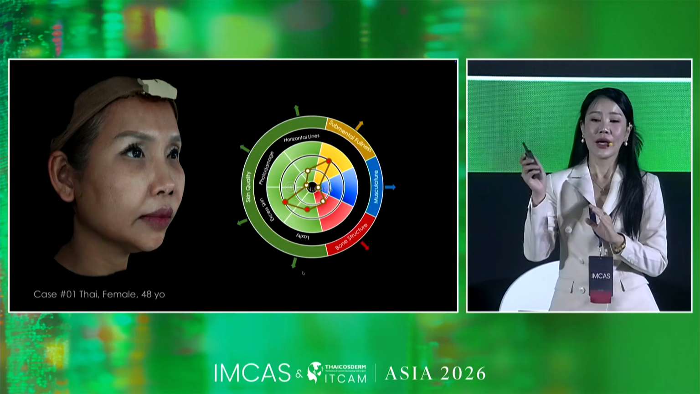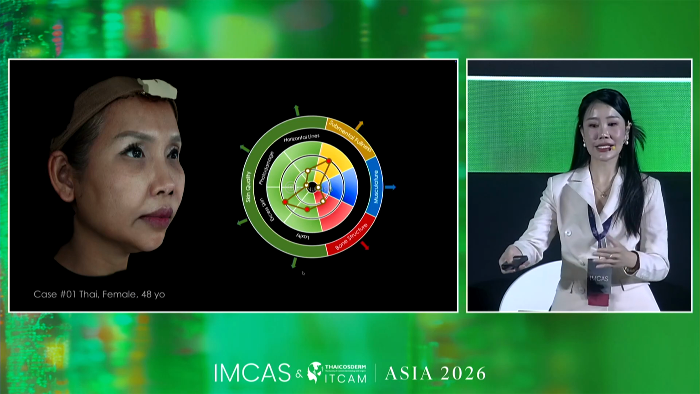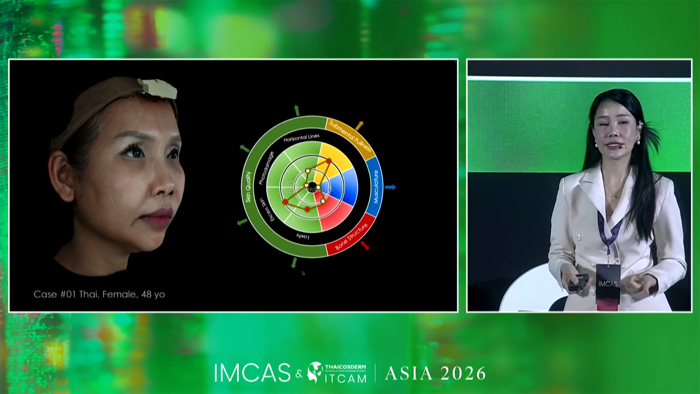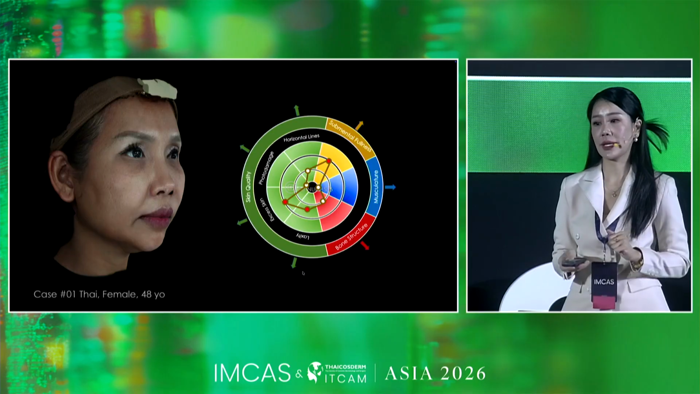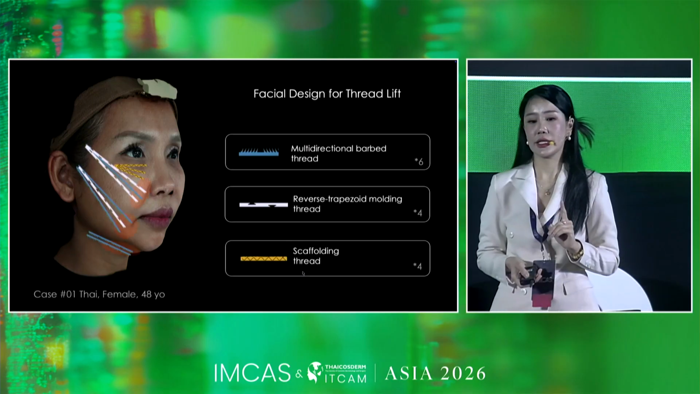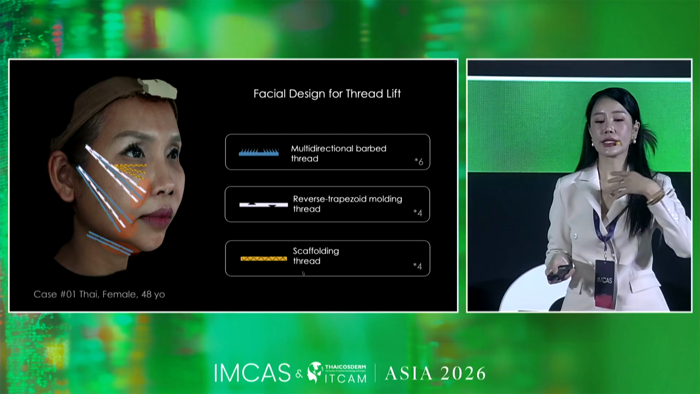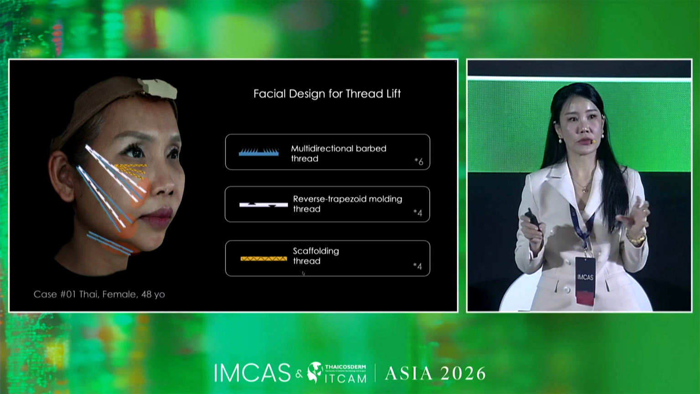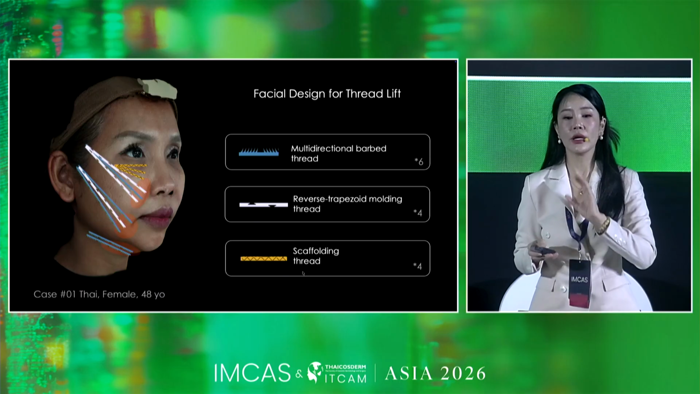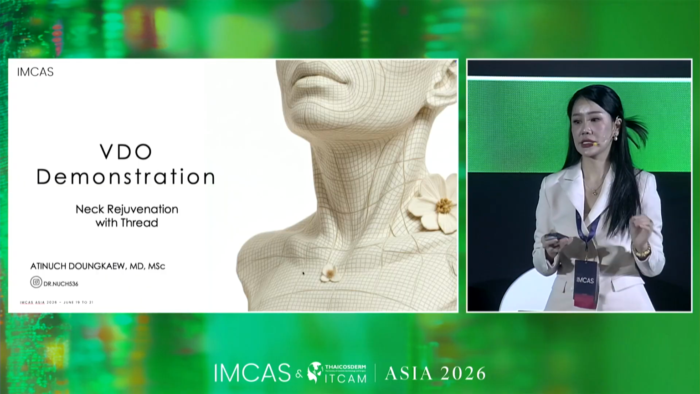The red one is the submental fullness and the excess skin laxity, and she wants one fast, single treatment. So my choice for her is the thread lift. I do a full face thread lift as well as a submental lift. I use the multi-directional barb thread, the molding one, in combination with the scaffolding thread around her eyes.